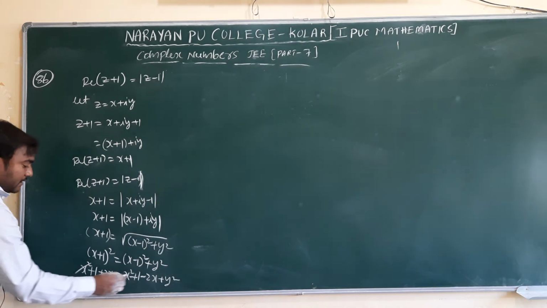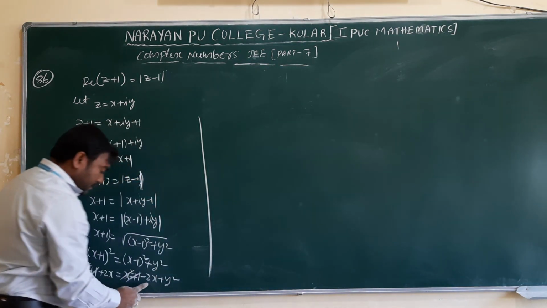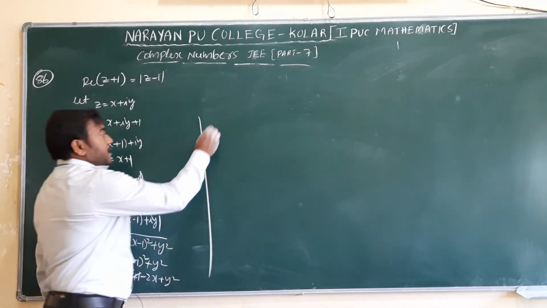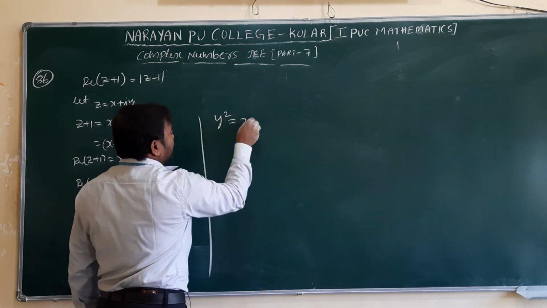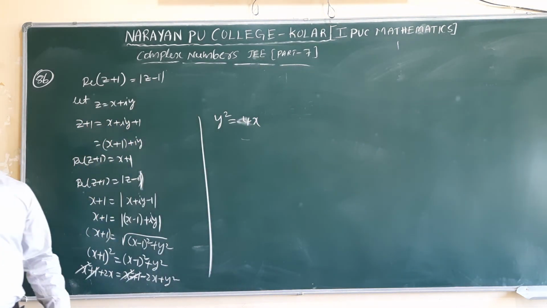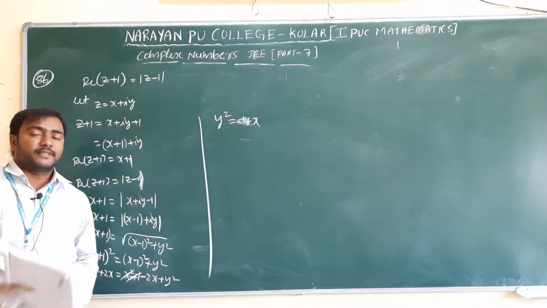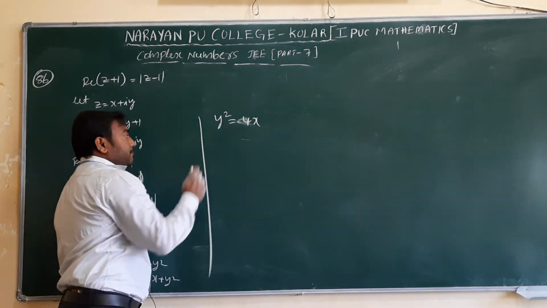Here x square gets cancelled, plus 1 gets cancelled, and what remains is y square is equal to 2x plus 2x, so we are getting 4x. This is the equation of the parabola, y square is equal to 4ax, which we have discussed in the context section. So it is an equation of parabola.